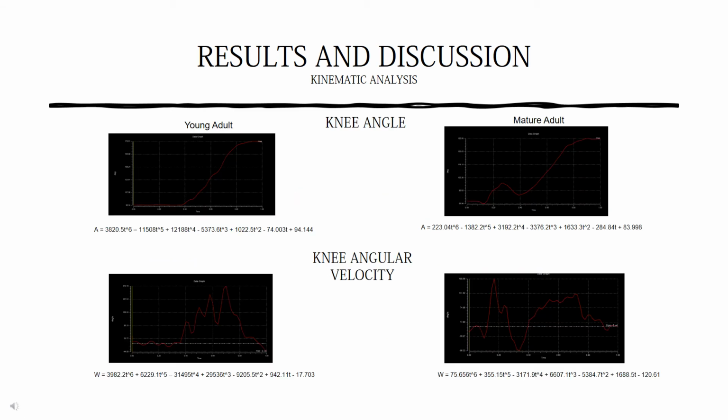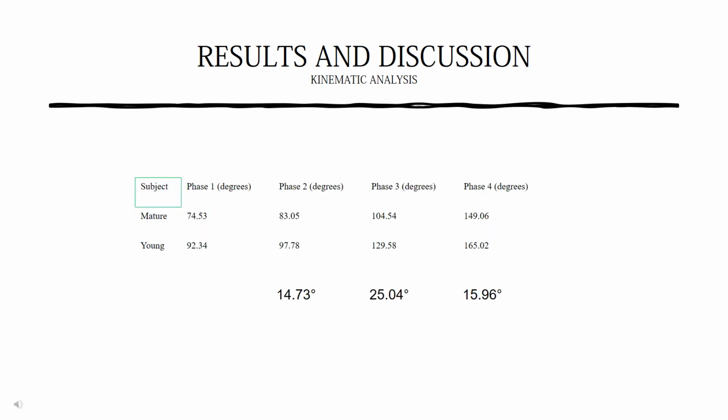In the mature adult knee angle graph, we can observe a little peak between phase 1 and phase 2. This is because the mature subject swings her feet a little to the back to create momentum to start the movement. In the first phase, the younger subject shows almost a right angle on her knee joint, while the mature subject's joint angle is more closed.